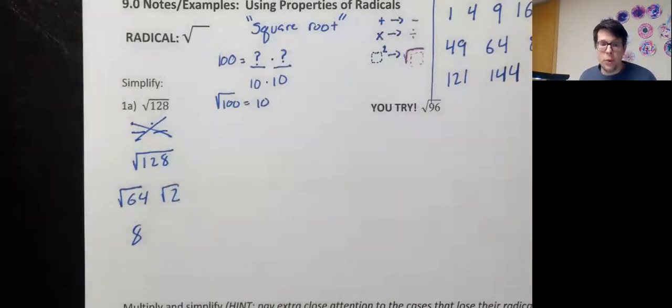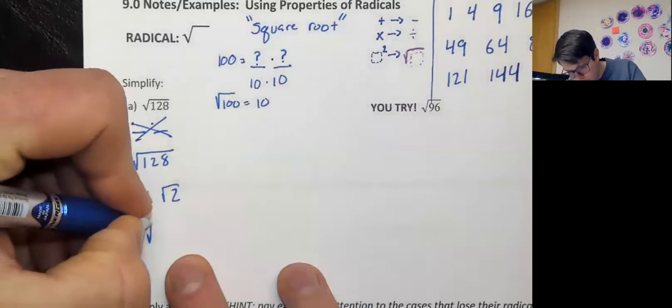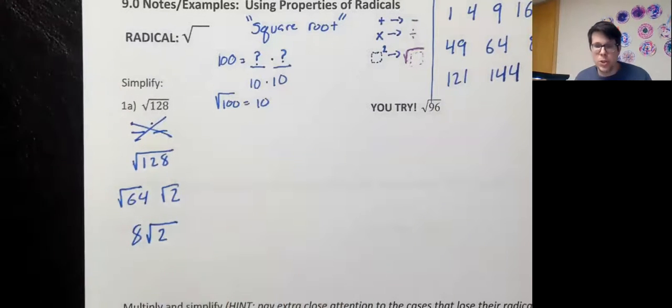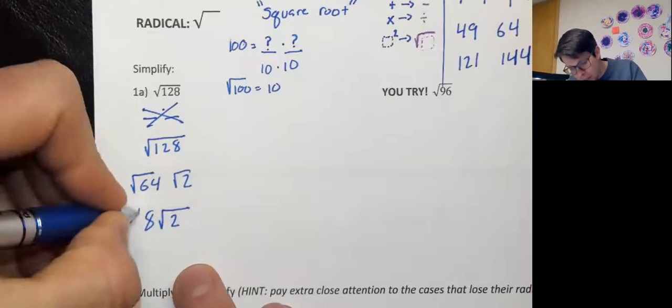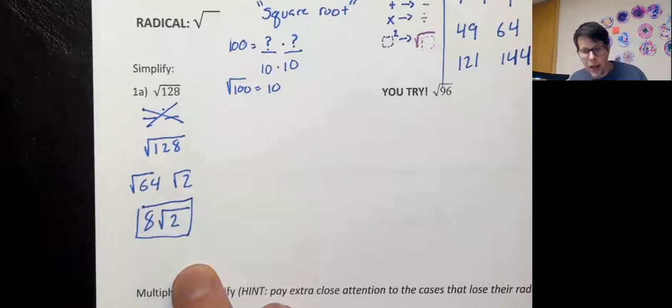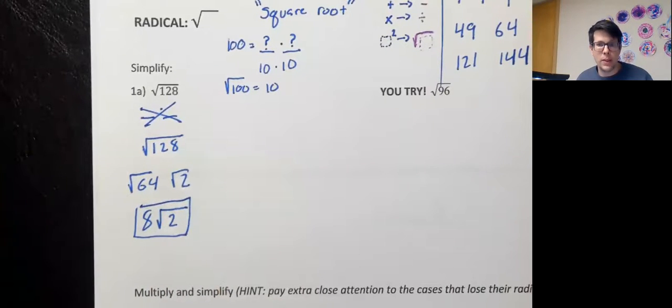Well, I still want to avoid those decimals. So the way that I'm going to do that is I'm just going to be lazy about my square root of 2. I can't really do much with it, so I'm just going to leave it alone like this. And this is going to be my very best final answer right here. 8 root 2 is the very simplest way I can write that.